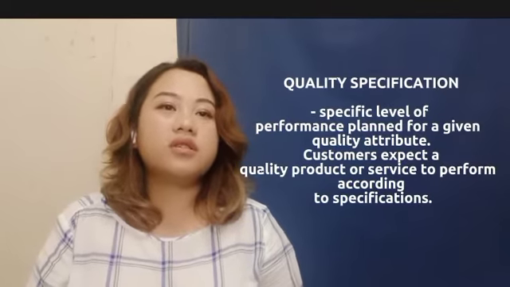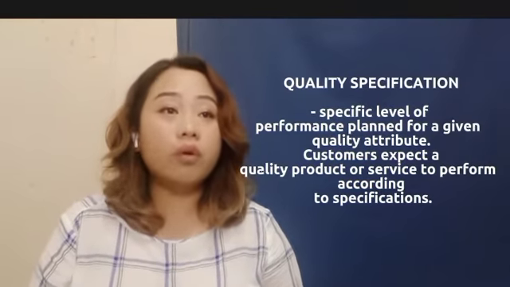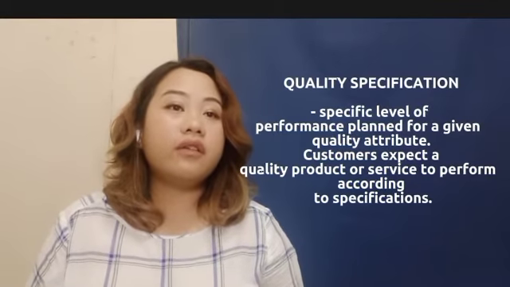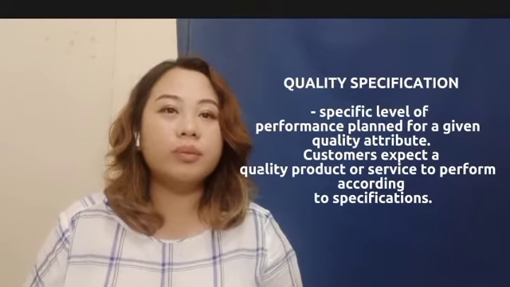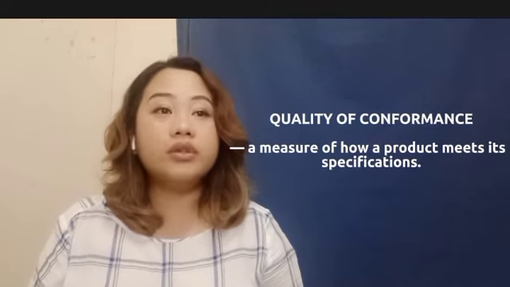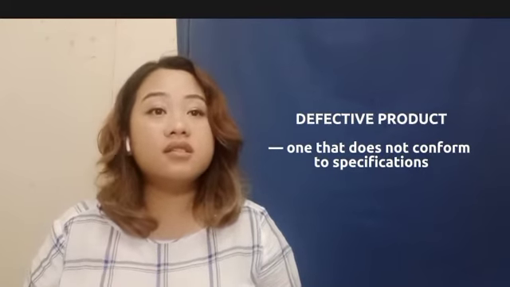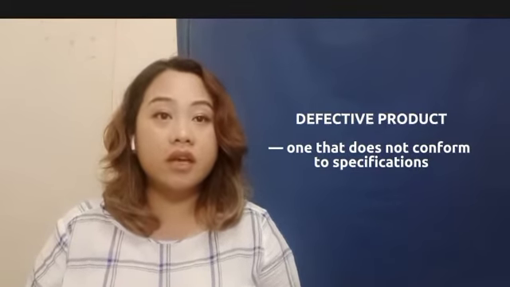So let's talk about quality specification. The quality specification is a specific level of performance planned for a given quality attribute. Customers expect a quality product or service to perform according to specifications, of course. And quality of conformance is a measure of how a product meets its specifications. And then defective product refers to one that does not conform to specifications.